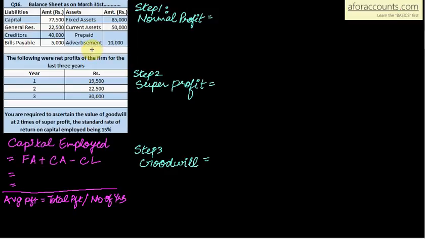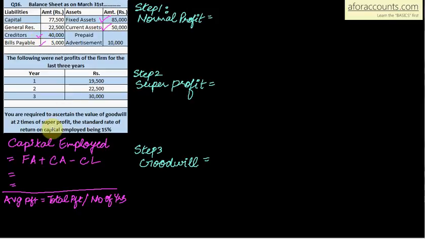Capital employed, one formula which we can use is fixed assets plus current assets minus current liabilities. So current liabilities here are creditors and bills payable. Capital and general reserve are inside liabilities. Okay. So fixed assets plus current assets minus current liabilities.